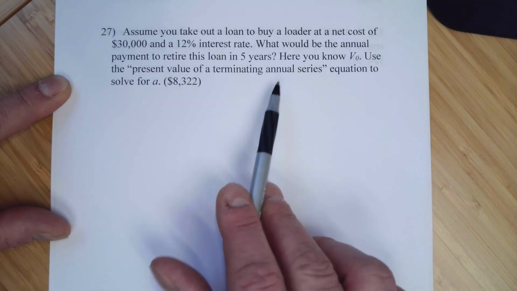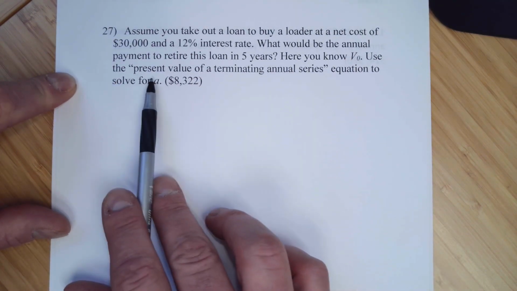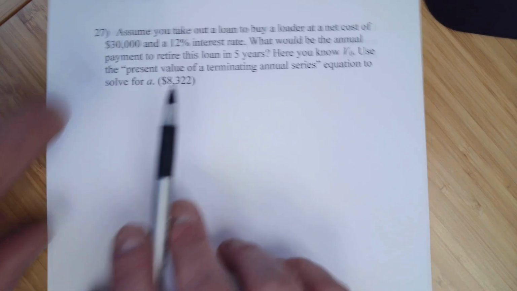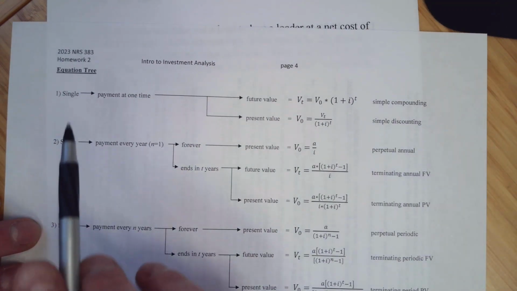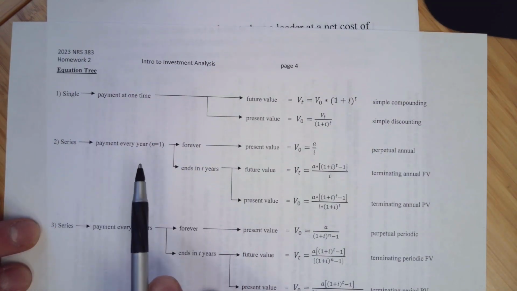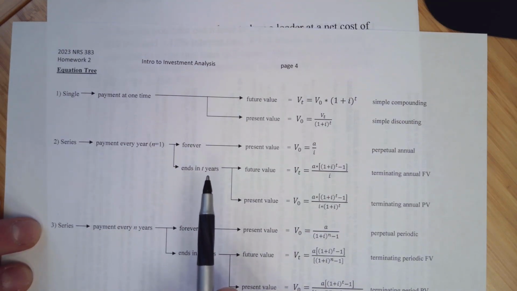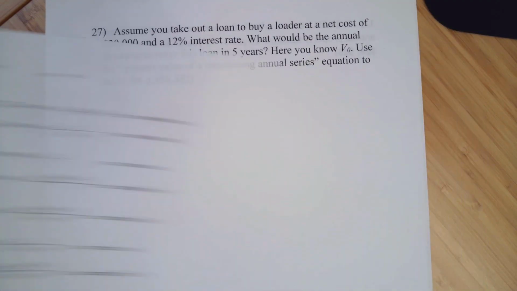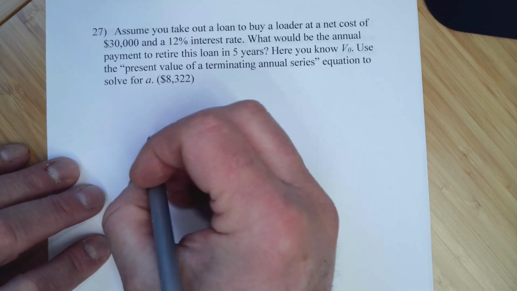So we have some clues here on this one. Here you know V0, and we're going to use the present value of the terminating annual series equation to solve for A. So we can go to our sheet, and we can look for the present value of the terminating. Right, it's a series every year, ends in that present value. It's this one right there. So let's get that equation written down.